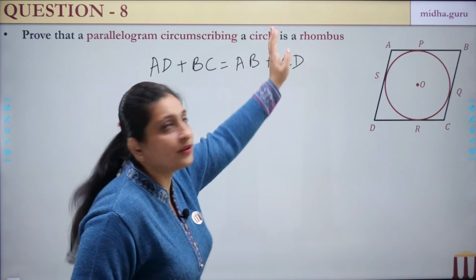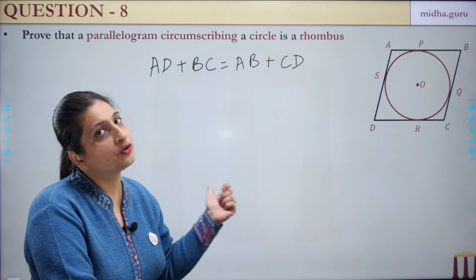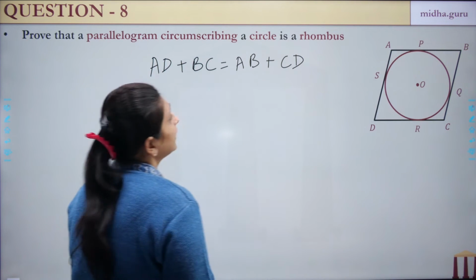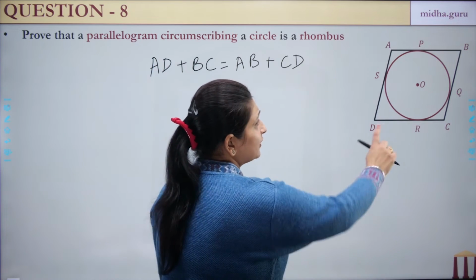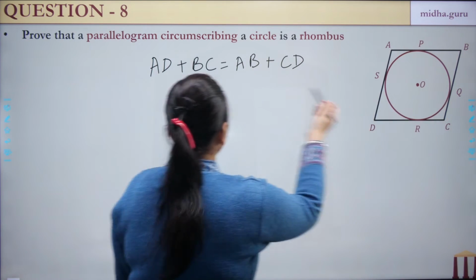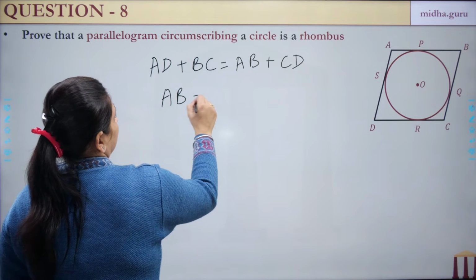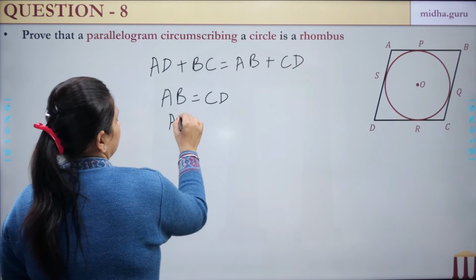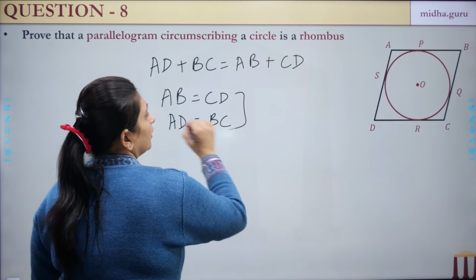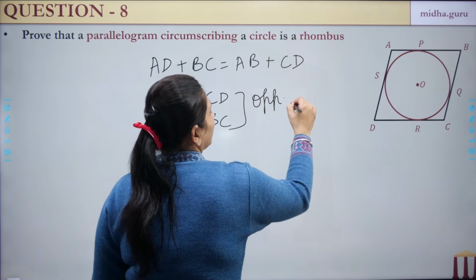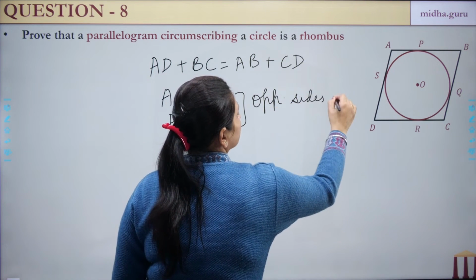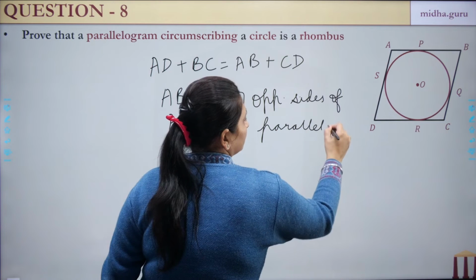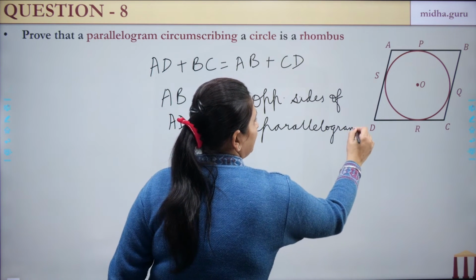But you need not write like that, you have to prove it. Okay, you just prove it when you're given this question. I am not writing it because I have proved it in one of the earlier questions. So we can write AD plus BC is equal to AB plus CD. Now, we know that if this is a parallelogram, AB is equal to CD. We know AB and CD are equal and we know AD and BC are equal. How? They are opposite sides of a parallelogram, as it is a parallelogram.